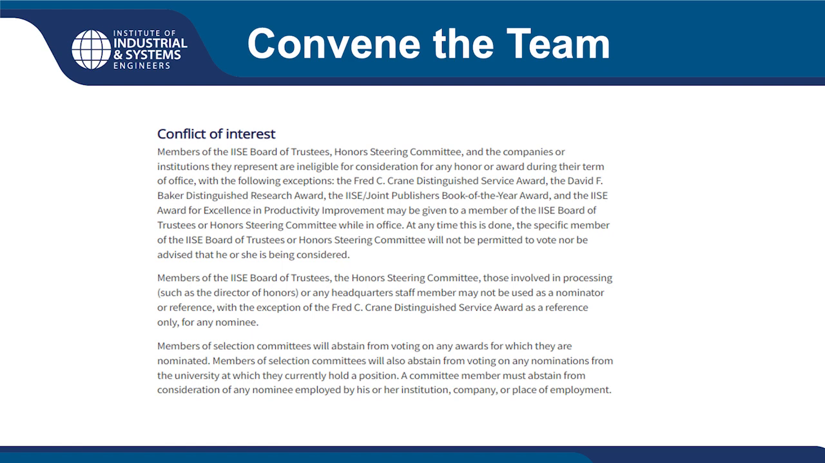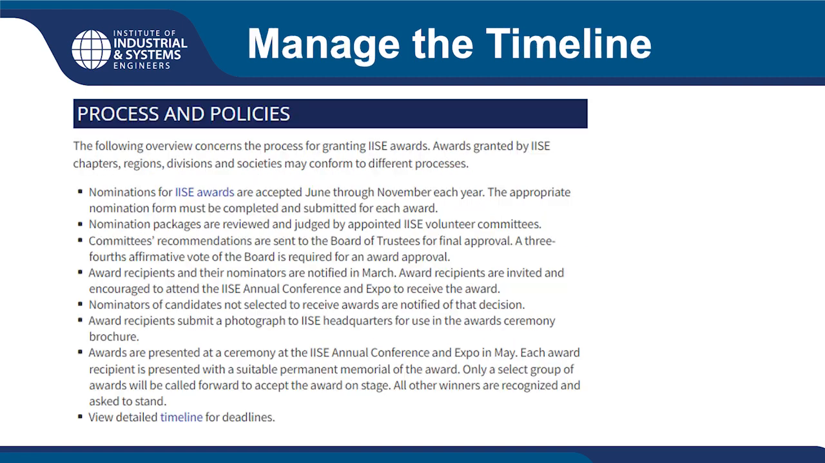Now that you have the award selected and the team identified, you need to create a timeline for the team. You can find details about the timeline for award submissions from the award and scholarship website by selecting the timelines link. Most nominations must be submitted to IISE by December 1st. There are other key dates for awards in the publishing categories and for IISE competitions.